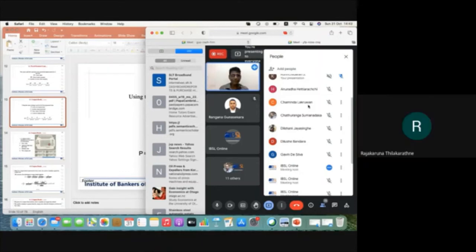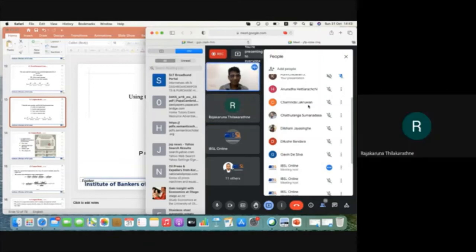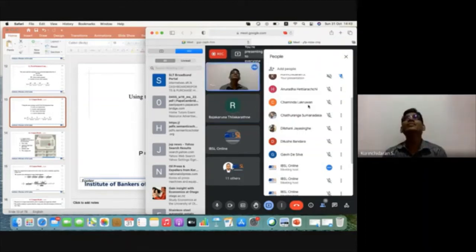In order to meet the reserve requirement. Which requirement, Rajakarna? In order to meet the reserve requirement, to maintain those ratios, the central bank requirements. What is the reserve requirement? What do you mean by reserve requirement? If you can elaborate on that further.